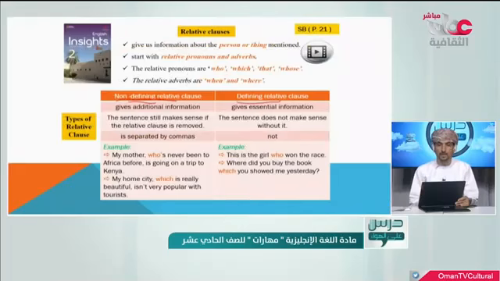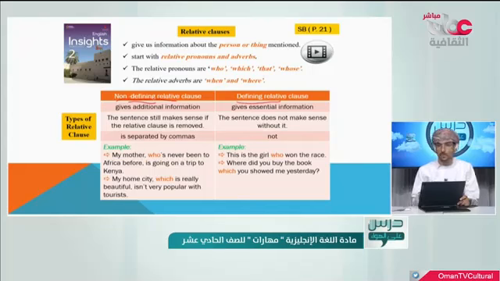Okay, I hope that you have got an idea of the differences between non-defining relative clause and defining relative clause. Now let us explain this together. I will try to give you a good explanation of relative clause.